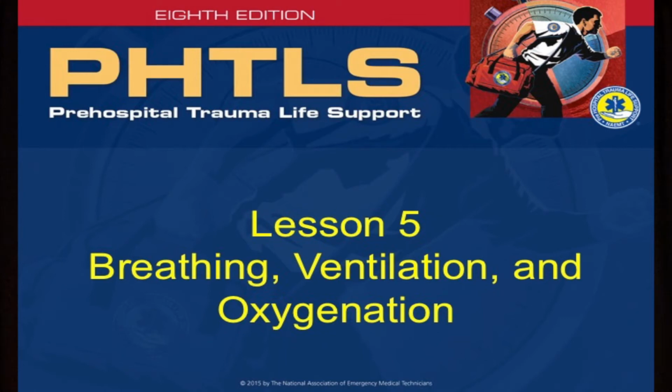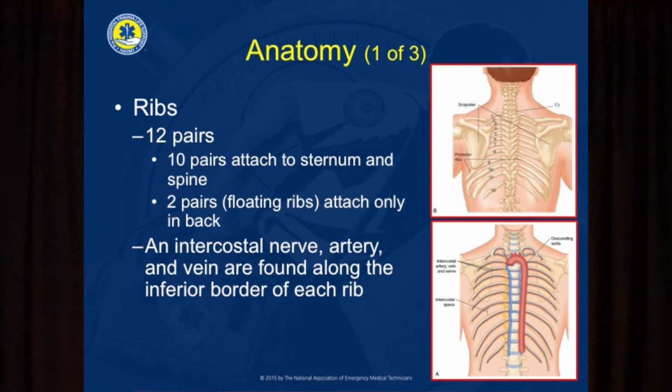Lesson 5, breathing, ventilation, and oxygenation. Structurally, we have the ribs. There are 12 pairs of ribs, 10 of which are attached to the sternum and the spine, and 2 pairs which are only attached to the vertebrae in the back.